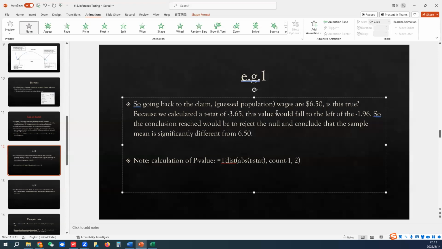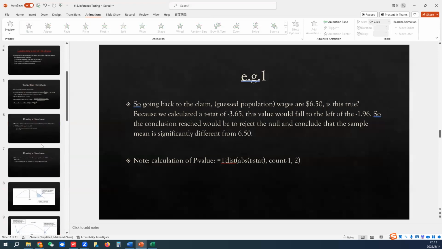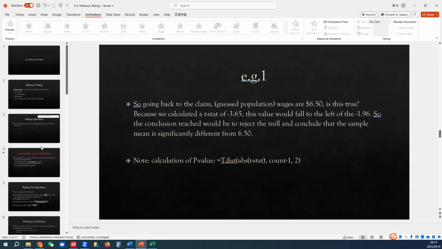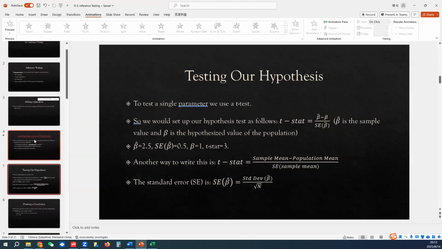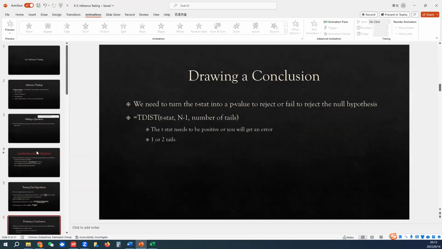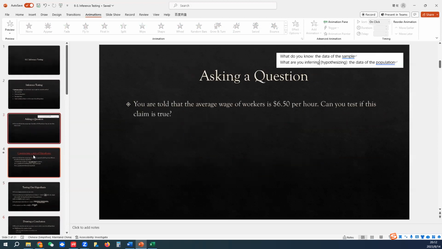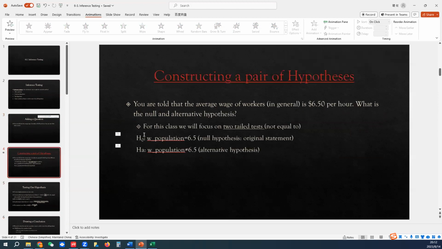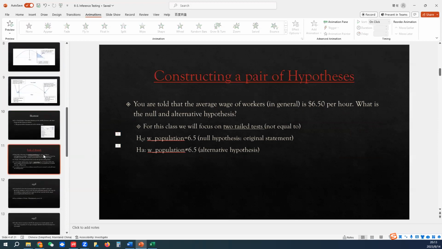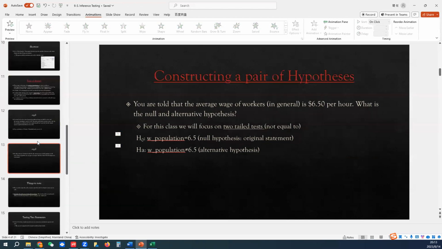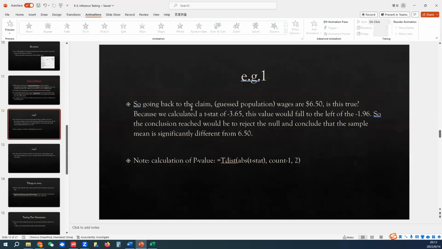So what we are going to do is first go back to the hypothesis testing. The hypothesis that you are generating is the H naught. The H naught is the wage equals 6.5, and the alternative is that the wage is not 6.5. So that's the null hypothesis. And here, we need to find those statistics.